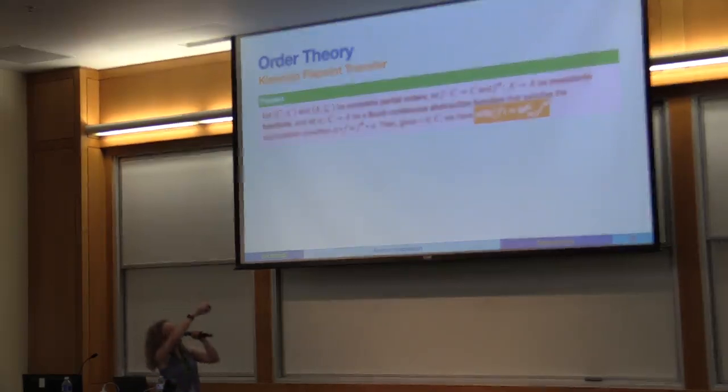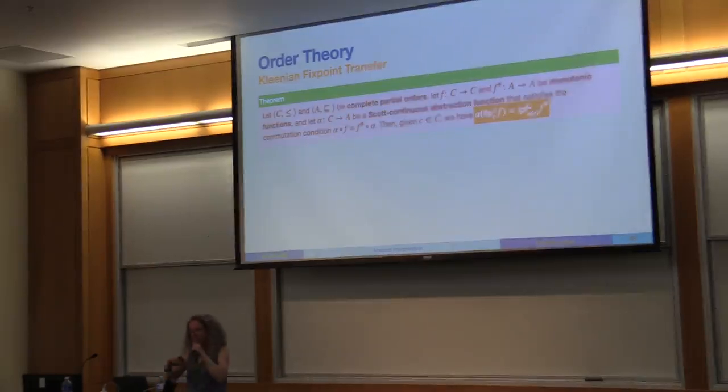This one requires complete partial orders. That's why I had to define the partial orders. There is another fixed point transfer theorem that works also with partially ordered sets. But yeah, this one is more complicated. So we use this one. We need complete partial orders.